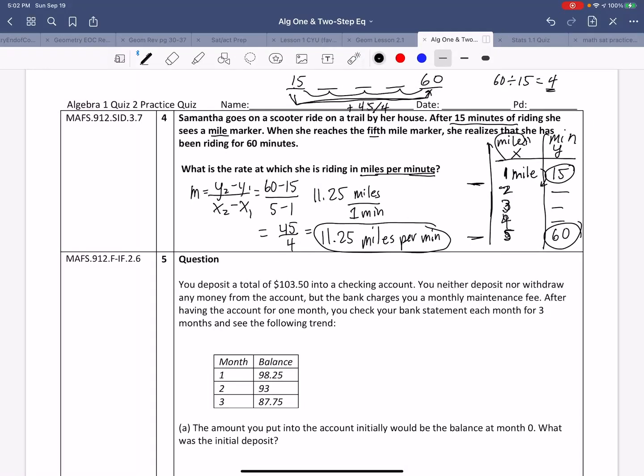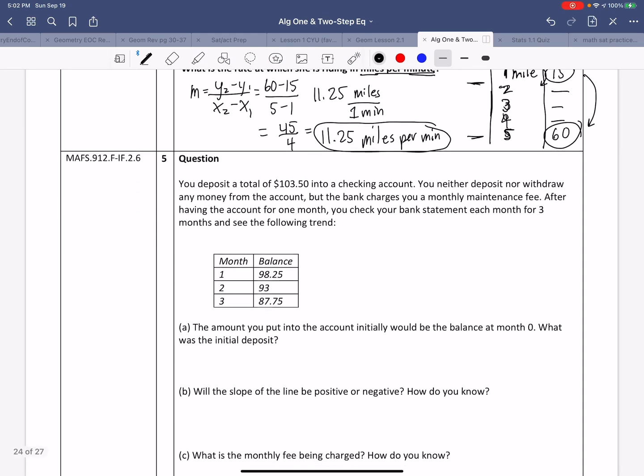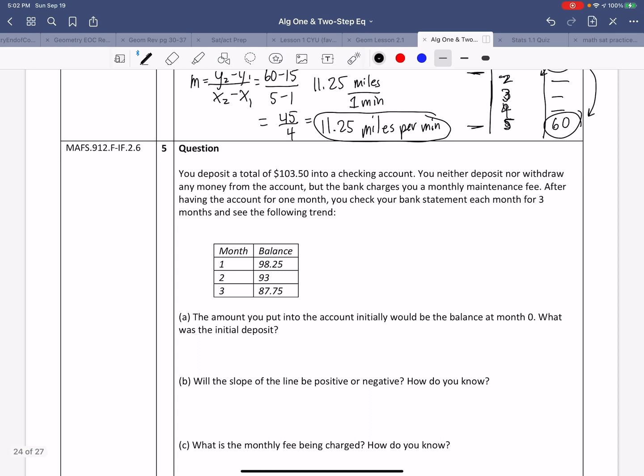Okay, so that's exactly the type of question we had in the last quiz, but maybe I jumped a few more jumps, and I'm looking at it from the perspective of more of a word problem and more uses of it, not just a number. Last question, it says you deposited $103.50 into your bank account. You neither deposited nor withdrew any money from the account, but the bank charges you a monthly maintenance fee. After having the account for 1 month, you check your statement each month for 3 months and see the following trend.